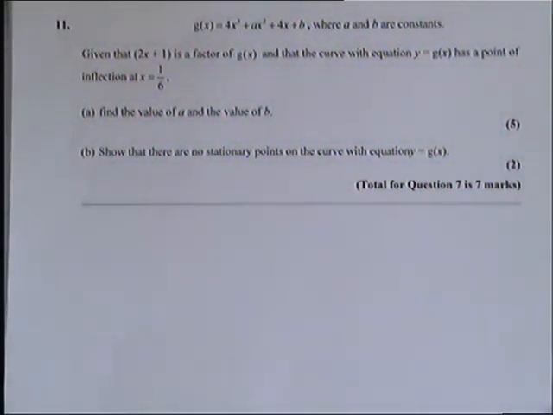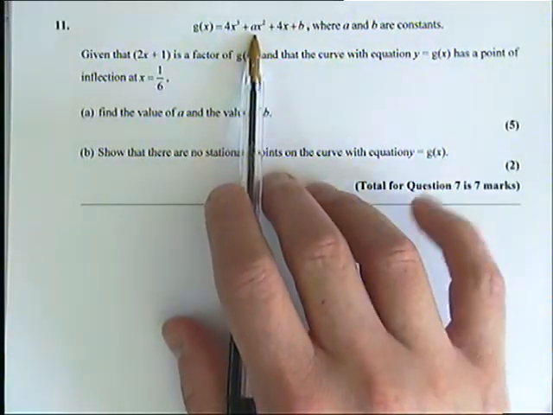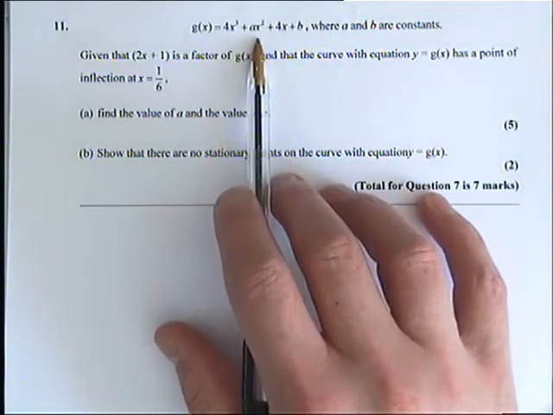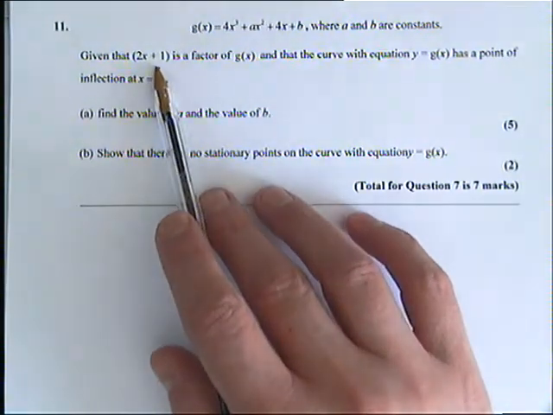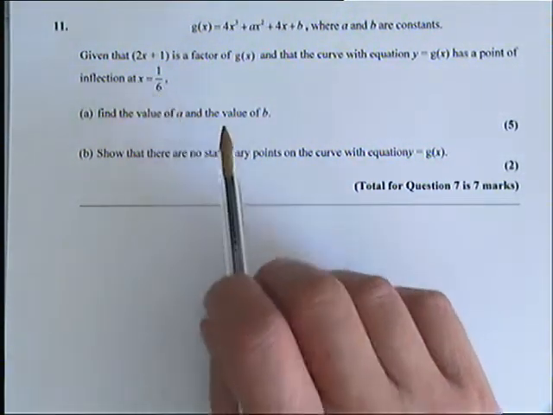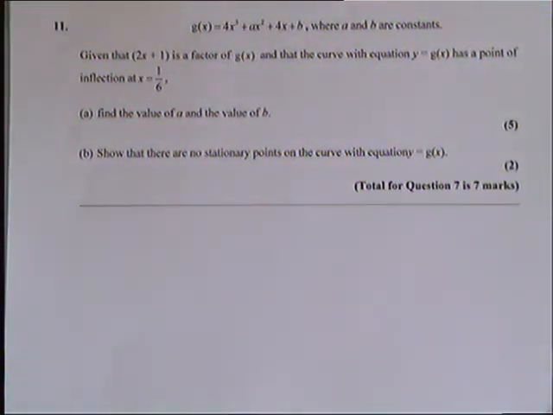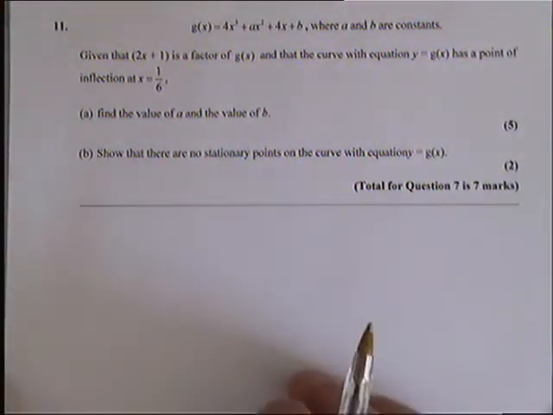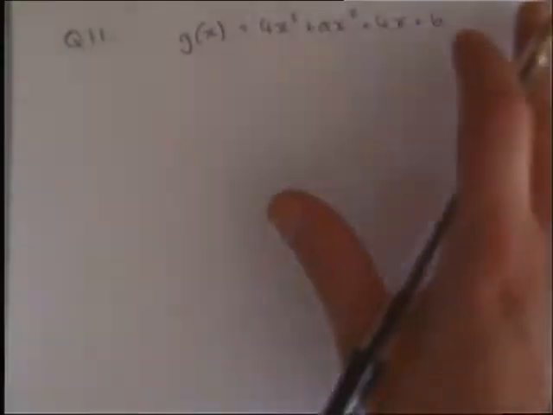Question 11 is all about the factor theorem and finding stationary points and points of inflection on a polynomial. If you have a look at the question here, we are given a polynomial, but we don't know the values of a and b, those constants there. But we are told that 2x plus 1 is a factor and that it has a point of inflection at x equals 1/6. So let's take the first of those clues.